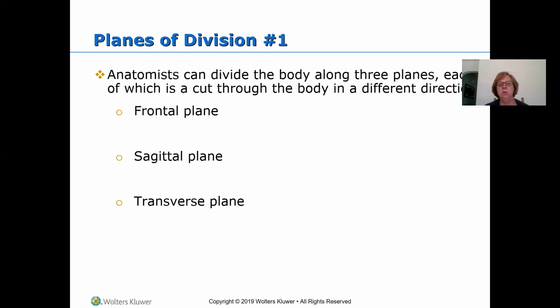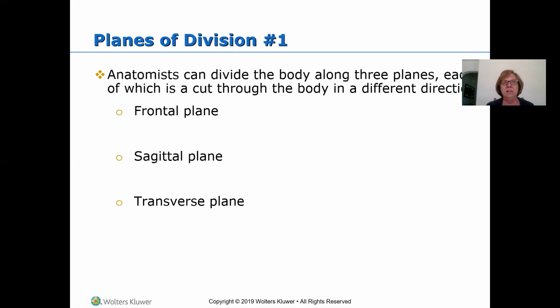Okay. We also look at dividing the body according to planes. If you were to cut the body in different directions, we have 3 planes of cut: the frontal, the sagittal, and the transverse. The frontal is if you were to divide the body from the top of your head through your ears, and you continued all the way to your feet, you would get an anterior and a posterior part. So that's the frontal plane.